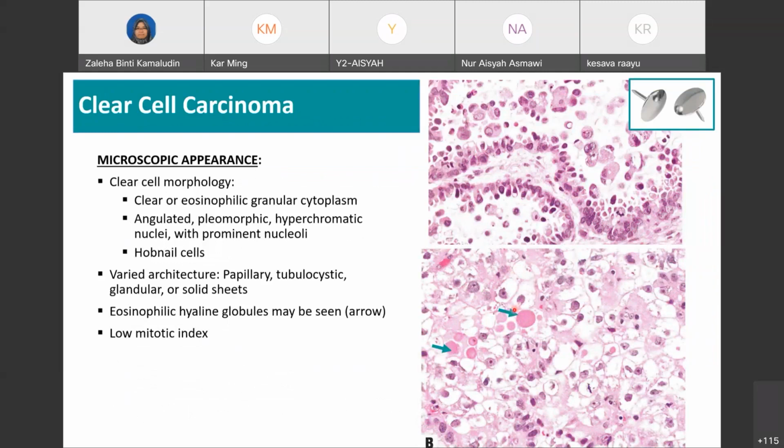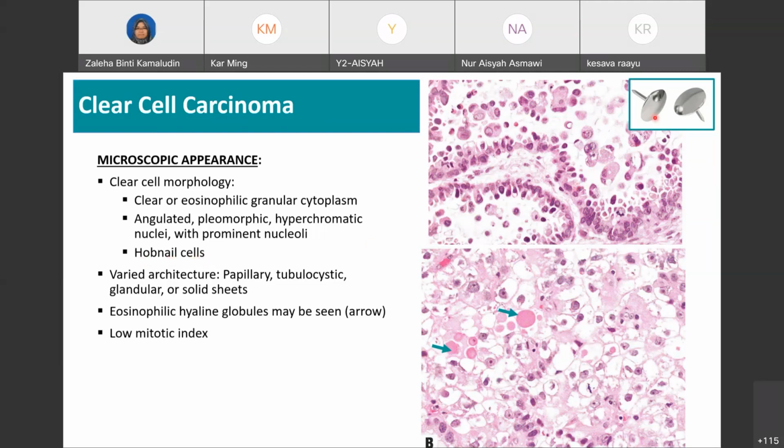You can see obviously it is clear, right? However, in some tumors it can also have a steady eosinophilic cytoplasm. This tumor usually can have angulated or pleomorphic hyperchromatic nuclei with prominent nucleoli. This is an example of one of the cells. It shows vesicular nuclei with prominent nucleoli. You can see obviously here the pink dark red appearance of the nucleoli. And another feature is that this clear cell tumor can also have the hobnail pattern.